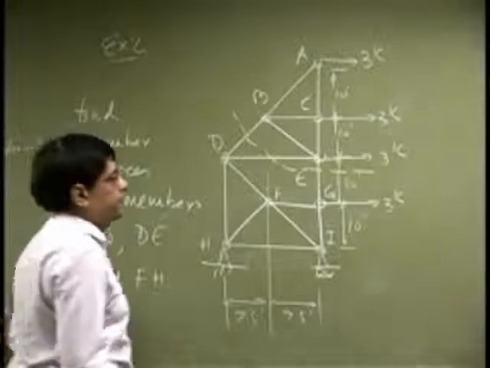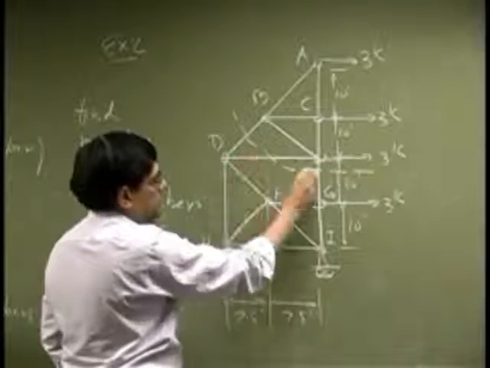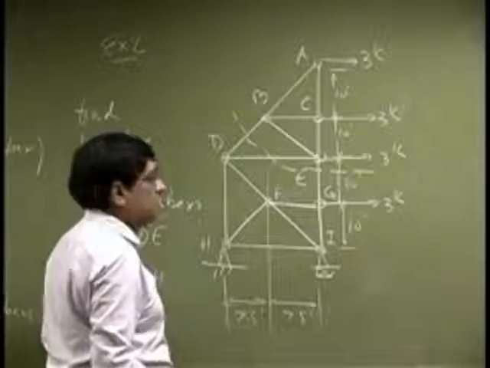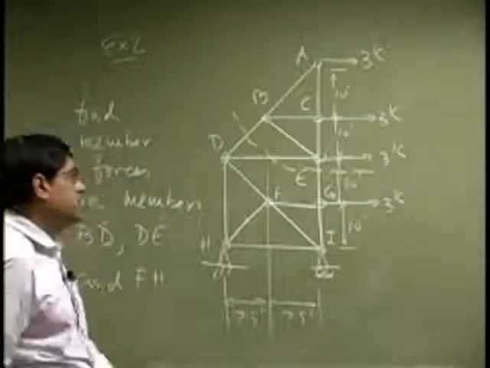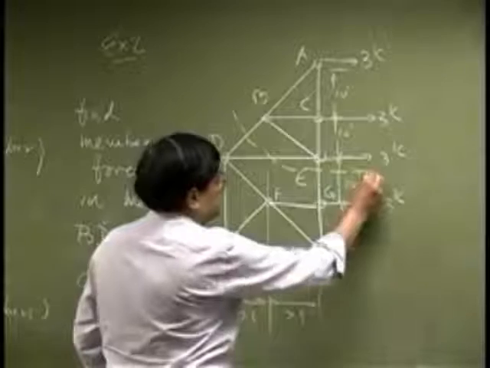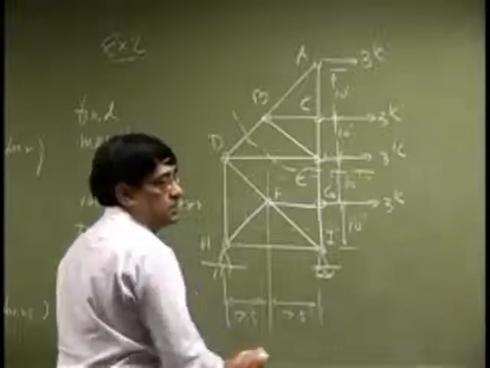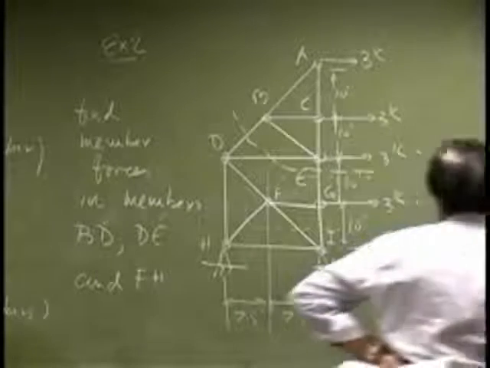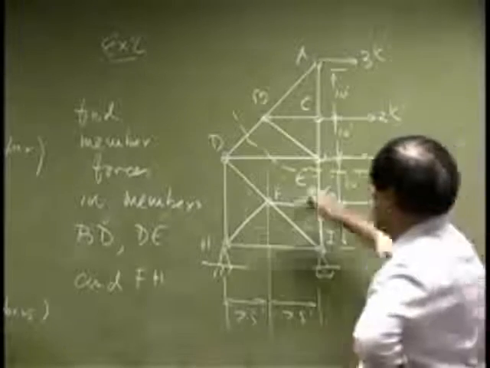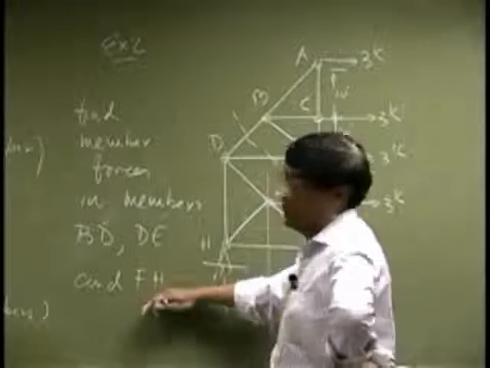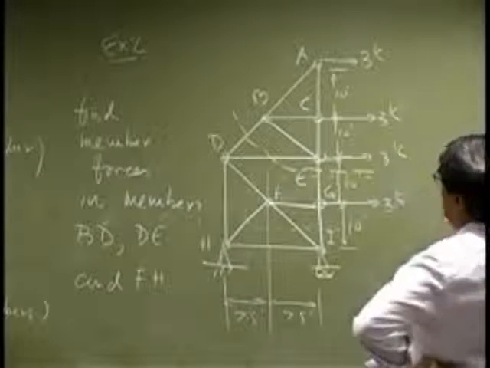That means we'll have the top part where we're going to remove this member, and this member. That should allow us to find this force and this force. Then for the second part, we're going to have to look for a section which probably will go like this. So it's a little bit tricky, but that's how the section will look for finding the force FH. So let's look at the first one.